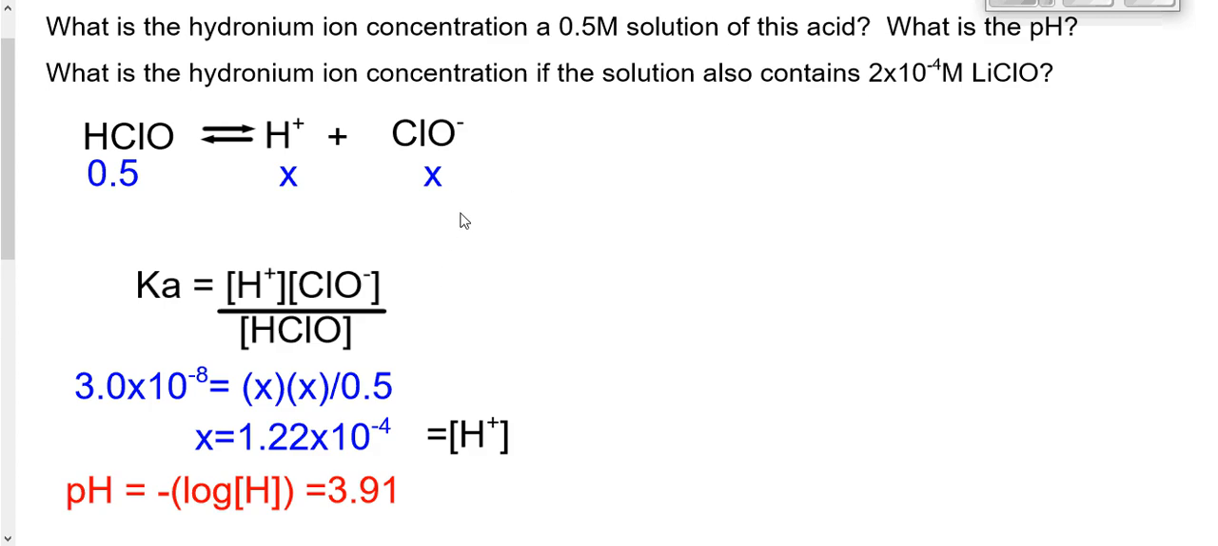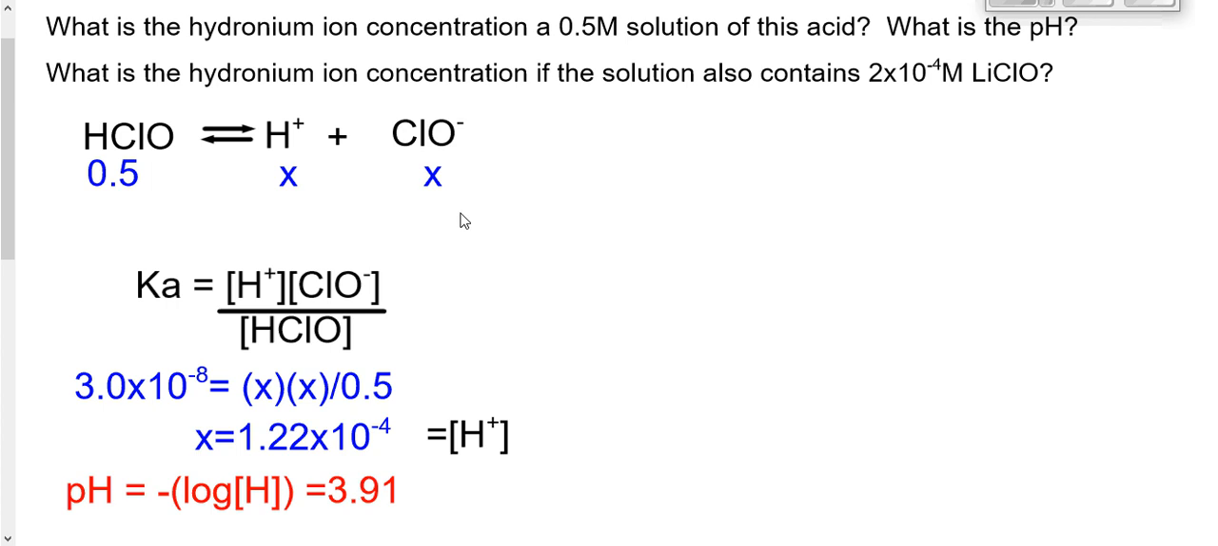Hypochlorous acid, like all acids, will only ever dissociate one proton. So HClO will break down to give us hydrogen and hypochlorite ion. The concentration of the hypochlorous acid was 0.5 molar. The concentration of the hydrogen ion and the hypochlorite ion are unknown, but they will be in a 1-to-1 ratio, so we refer to them both as X. Our Ka expression will be H ion concentration times hypochlorite ion concentration over the concentration of hydrogen hypochlorite.